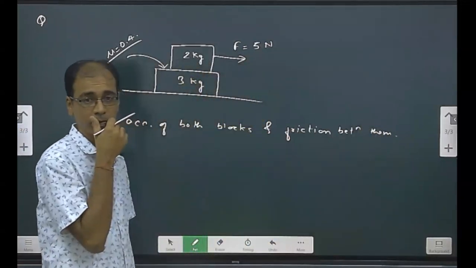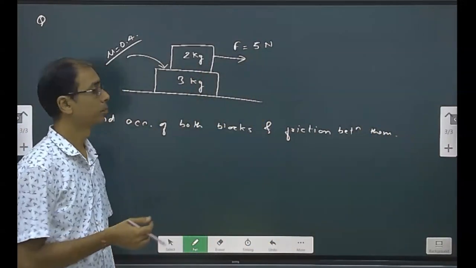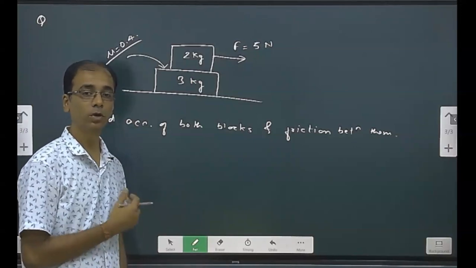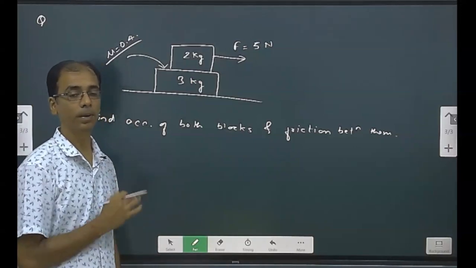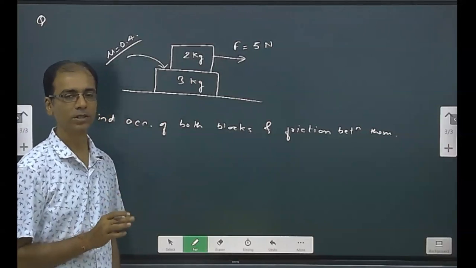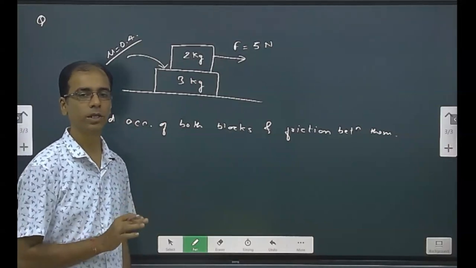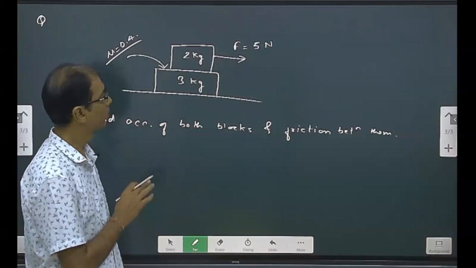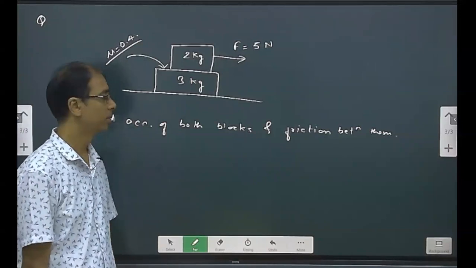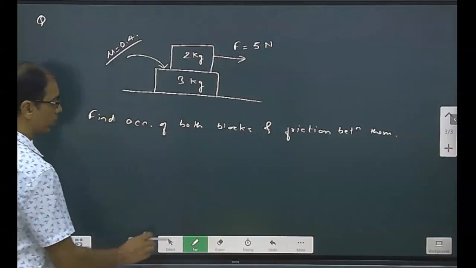Okay, now what is the difference between the last question and this question? Last question, we applied force on the lower block. Now I am applying it on the upper block. Question is same. Method is also same. We have to find the accelerations and friction between them. So note the question. We'll see how to solve this one now.